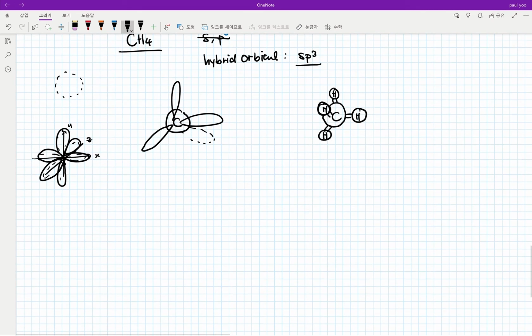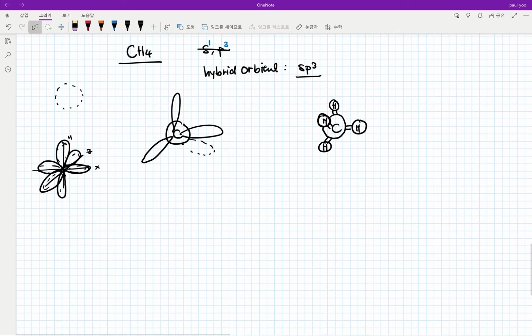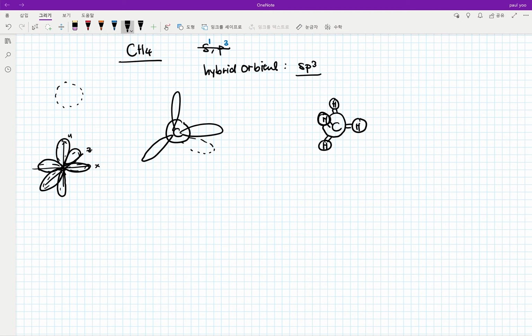So if you think about having the carbon in a plane, so let's say the plane is vertical, then this hydrogen is on the plane, in the plane, whereas this hydrogen is coming out from the plane and that hydrogen is going also away from the plane, and this hydrogen is also on the plane, in the plane.